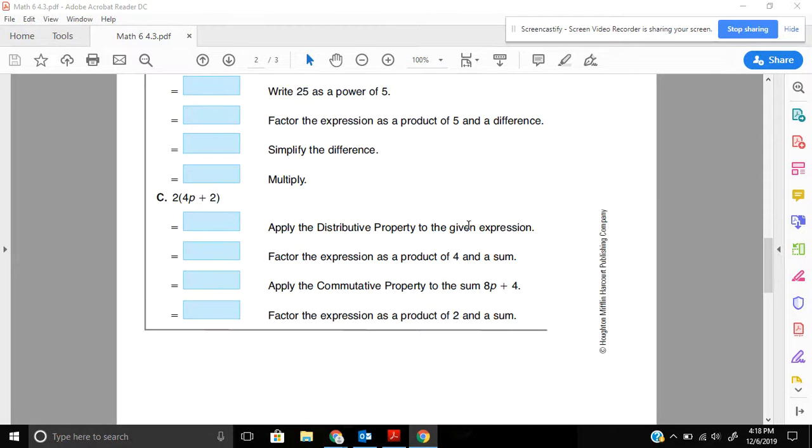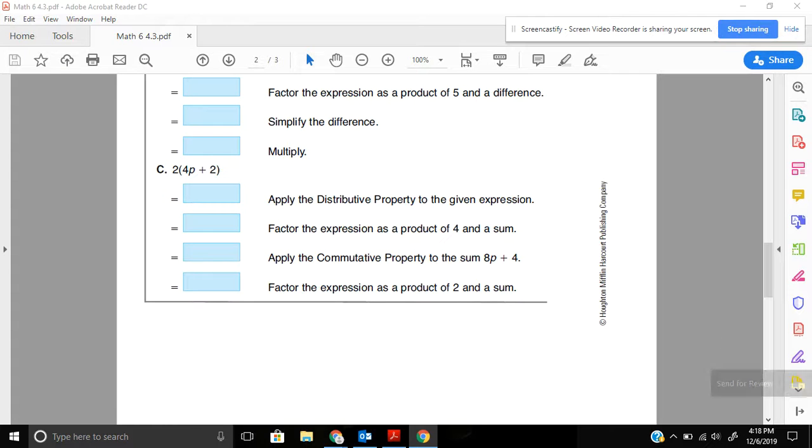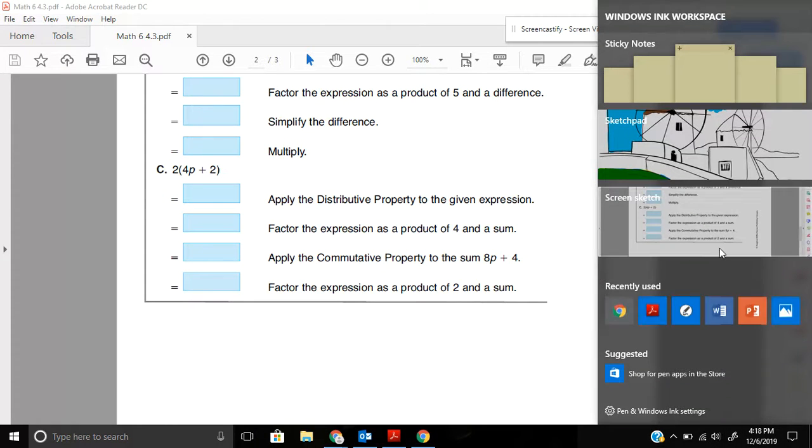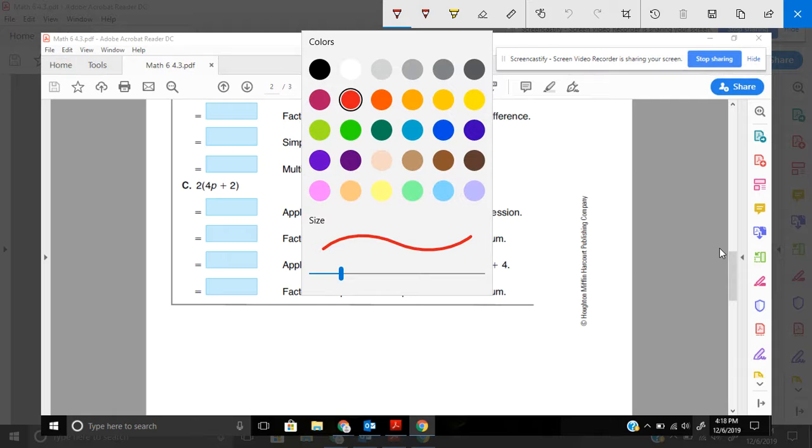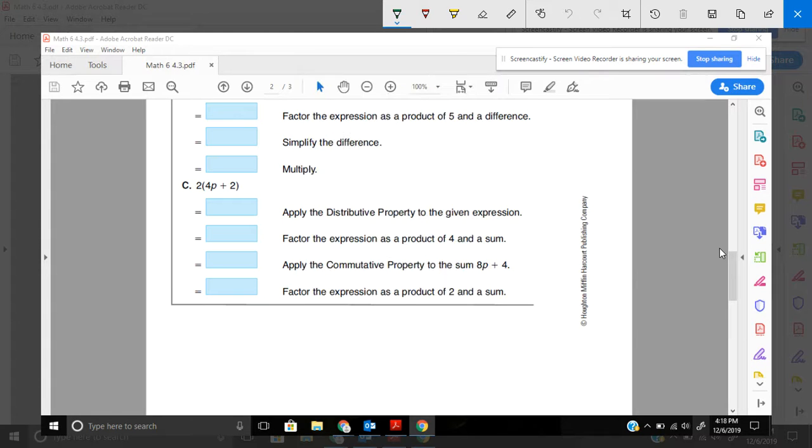And let's finish with letter C. It says, apply the distributive property to the given expression. Okay, remember, when we're using the distributive property, we're multiplying everything on the outside, so 2, to everything on the inside. 2 times 4p is 8p plus 2 times 2 is 4. So it's the same as 8p plus 4.